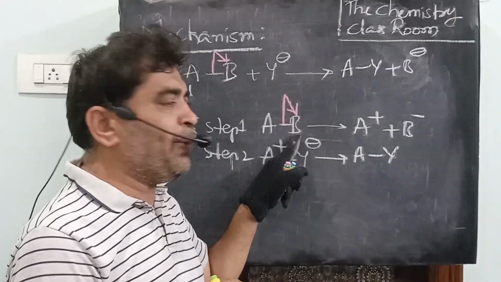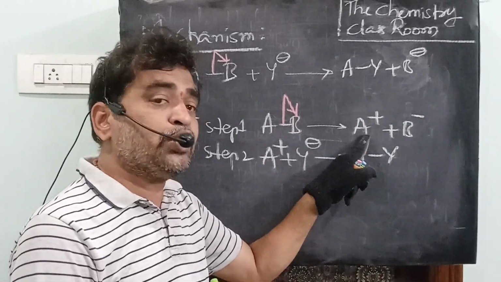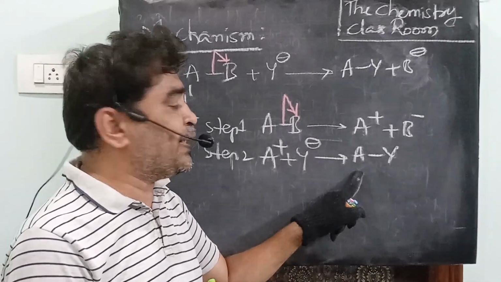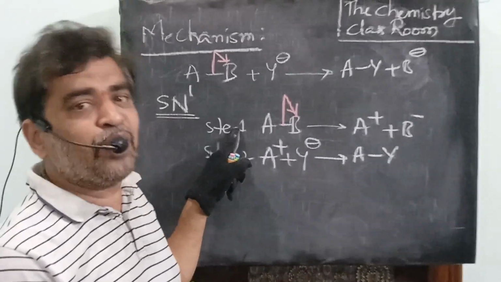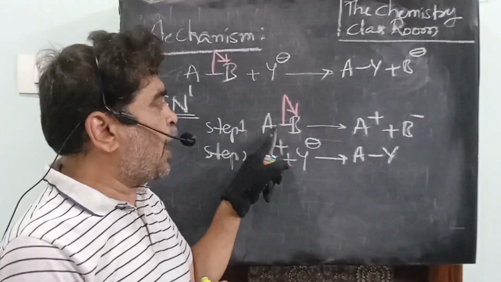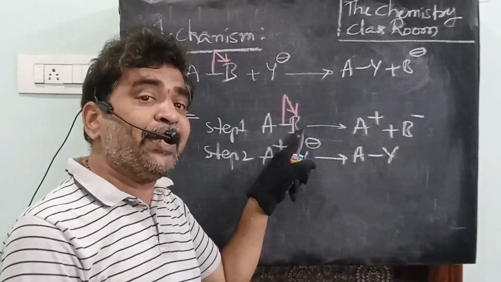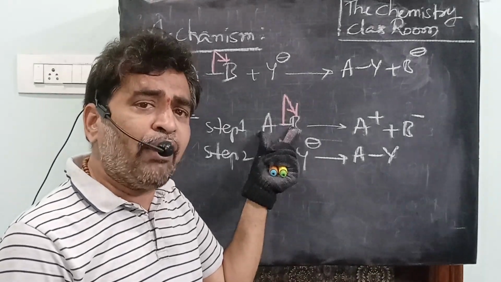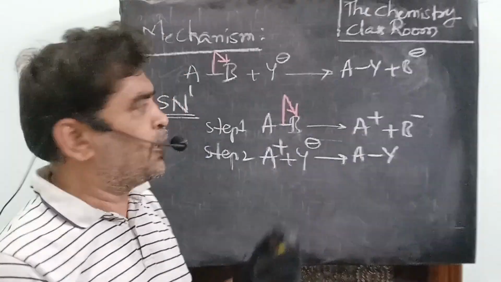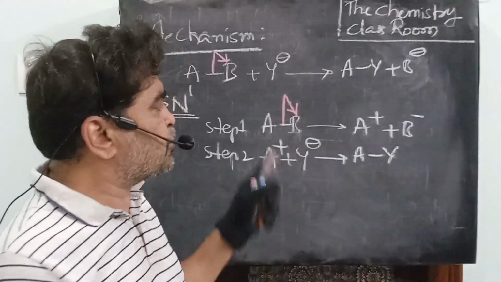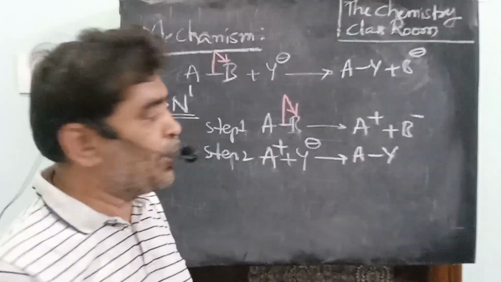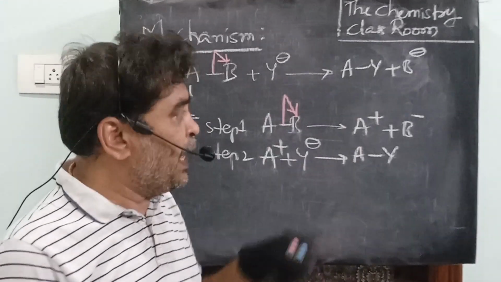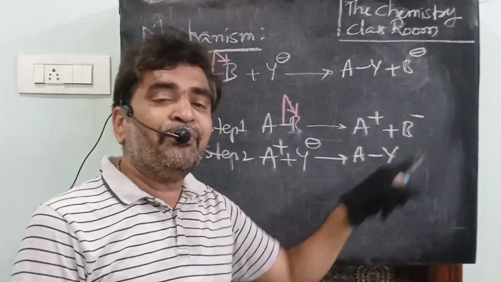So very first, A and B get cleaved. When A plus is formed, then only step 2 is possible. Step 2 is not involved in the rate of reaction, only step 1 is. In the rate of reaction, how fast the bond is cleaved determines the rate. If the bond is cleaved very fast, the reaction completes very fast. If the bond is cleaved very slowly, the reaction is very slow. Why? Because it depends on how fast the electrons move towards B, and A plus and B minus are formed.